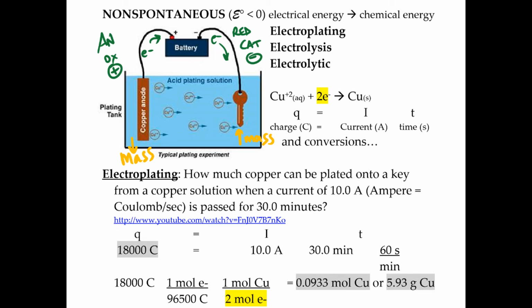So this is a negative. Red cat negative, an ox positive. That's what you have to remember for non-spontaneous. Red cat negative, an ox positive. It's the opposite of spontaneous.